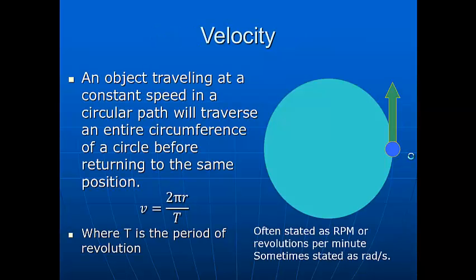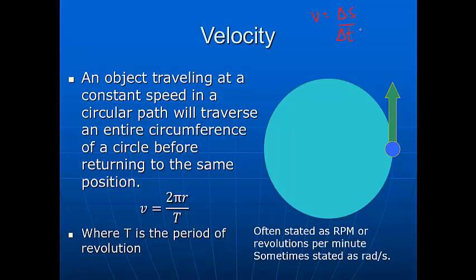We're mostly going to ignore looking at angular velocity and using radians, so we're going to focus mostly on linear velocity. When we have an object that's travelling at a constant speed around the circle, it will cover that entire circumference. Before we were talking about the displacement, but we also know that velocity is the change in displacement over the change in time.